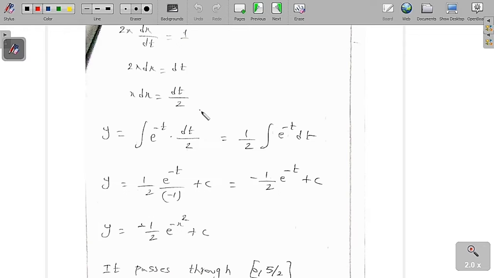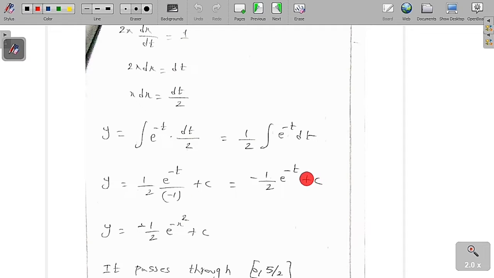I have already told you y is equal to integration of x into e to the power of minus x square into dx. Now I am substituting x into dx is equal to dt by 2 and x square is equal to t. So y is equal to integration of e to the power of minus t into dt by 2. As half is a constant, you can take it outside the integration. So y is equal to half into integration of e to the power of minus t dt, which is e to the power of minus t by minus 1 plus constant c. Finally you get minus half into e to the power of minus t plus c. It is called the general solution.